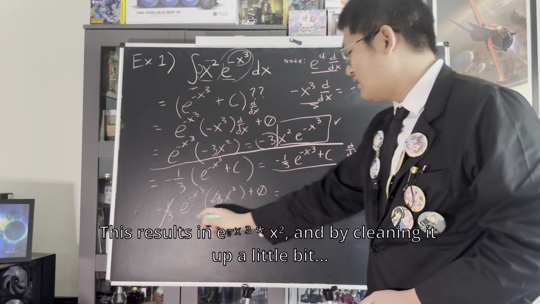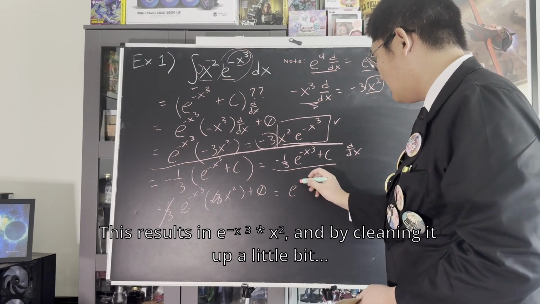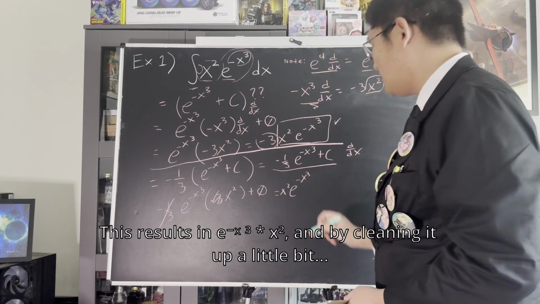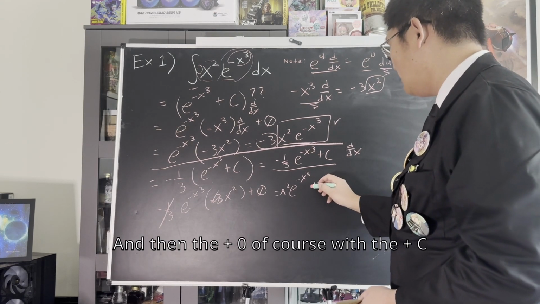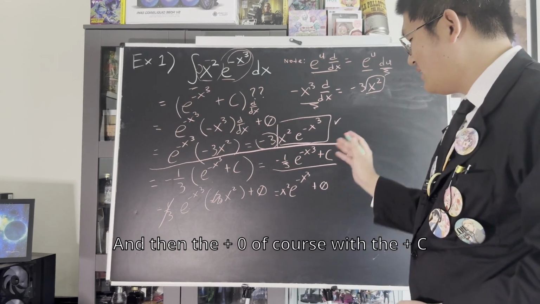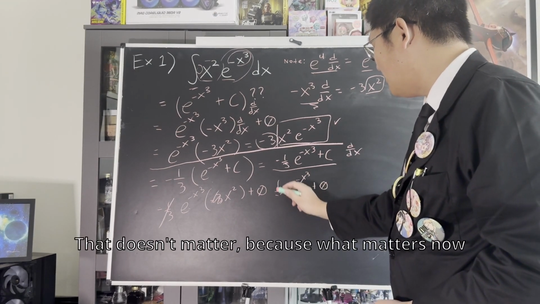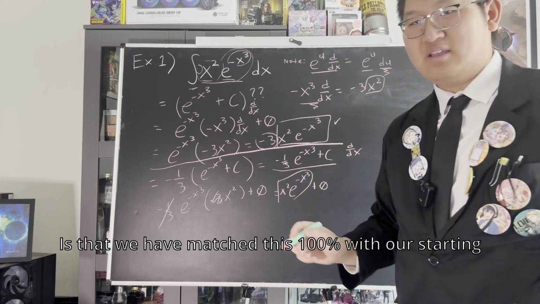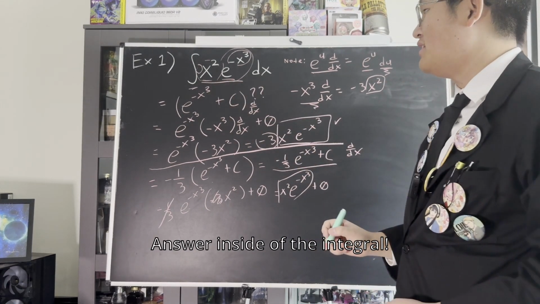And so this results in e to the negative x to the third power times the x squared by cleaning it up a little bit. And then the plus 0, of course, with the c. That doesn't matter, because what matters now is that we have matched this 100% with our starting answer inside of the integral.